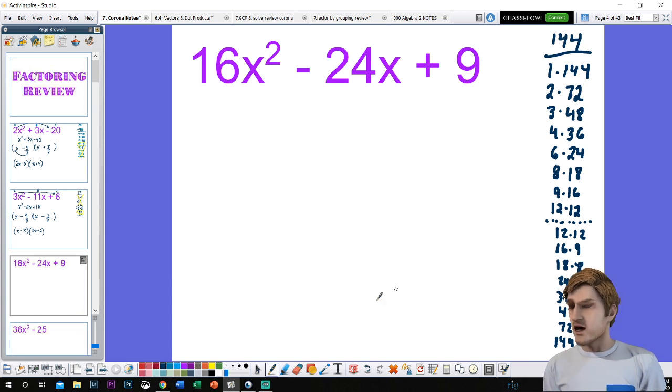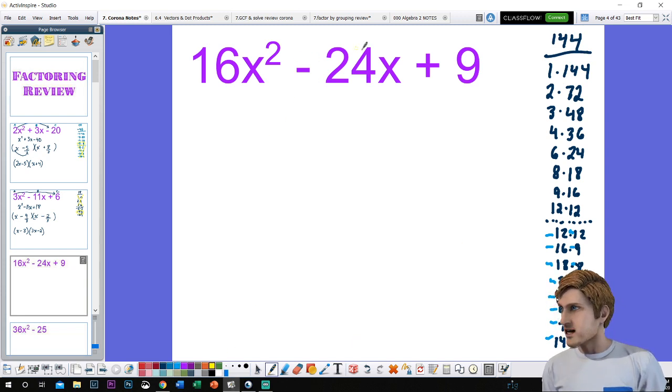Now, because this is a positive number up there, I'm going to leave everything on top positive. Everything on bottom is going to be negative, though, because a negative times a negative is what I need to give me that positive answer of 144.